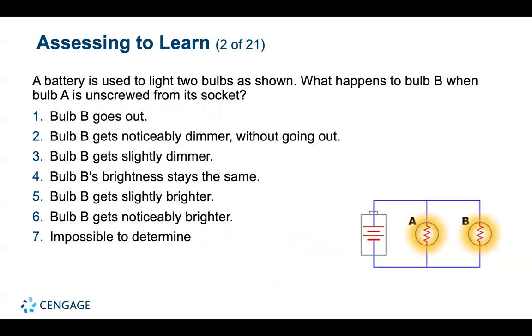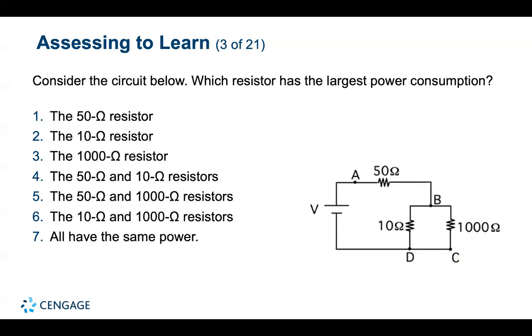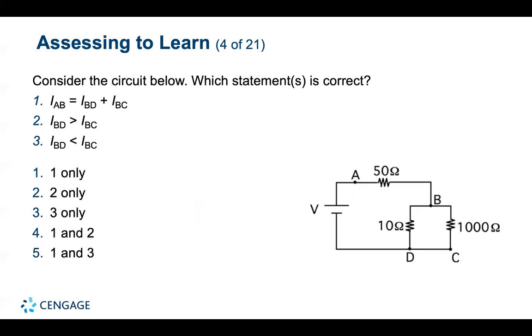A battery is used to light two bulbs as shown. What happens to bulb B when bulb B is unscrewed from the socket? And the answer is bulb B's brightness stays the same. Consider the circuit below. Which resistor has the largest power consumption? And the answer is the 50 ohm resistor. Consider the circuit below. Which statement is correct? And the answer is statements number 1 and number 2.